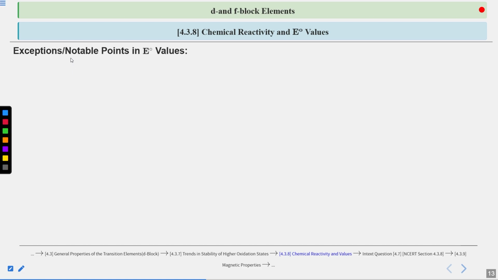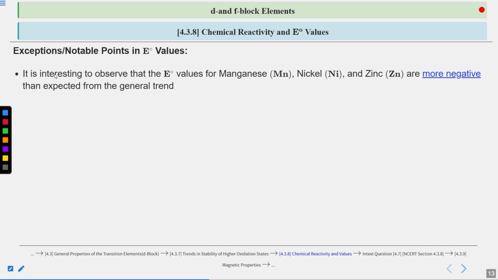Now, exceptions or notable points in the E0 values. It is interesting to observe that the E0 values for manganese, nickel, and zinc are more negative than expected from the general trend. Why is it so? If you observe the E0 values for manganese, nickel, and zinc, they are more negative than you would expect from the general trend.